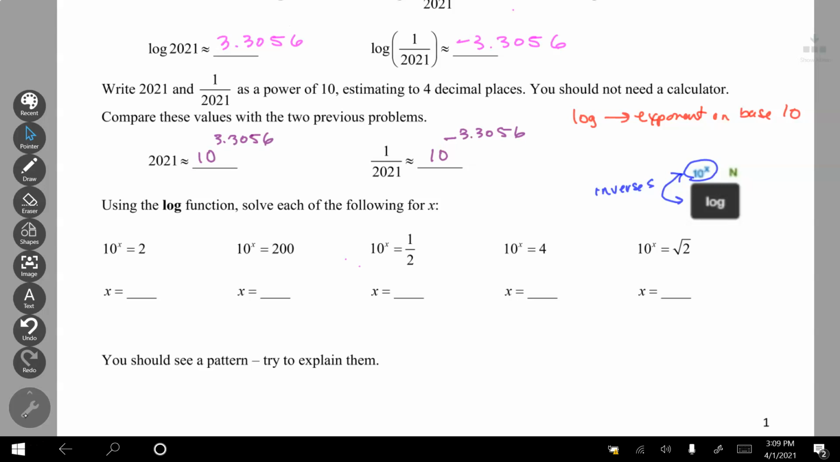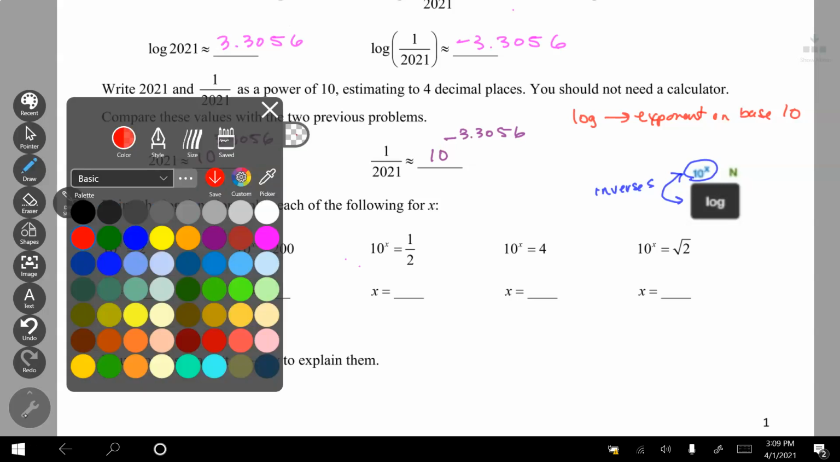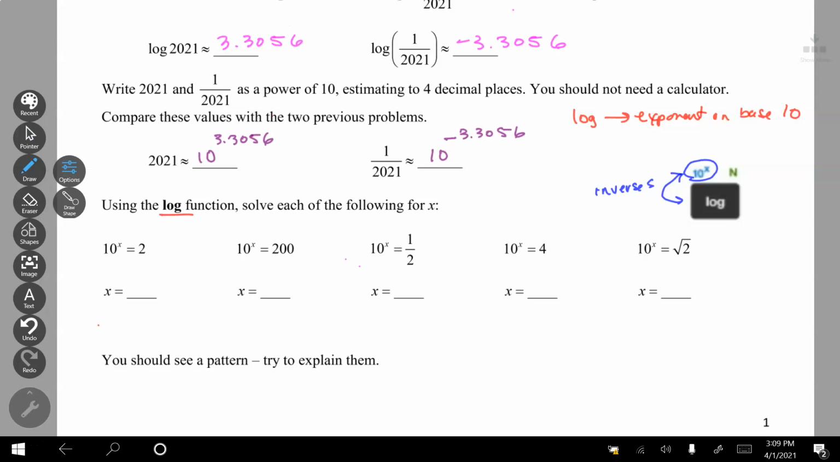So I'm going to use my log key. So for this problem, I'm going to do log of 2, and when I do log of 2 in my calculator, I get 0.301. And when I do log of 200, I get 2.301. I'll talk about why that happens.